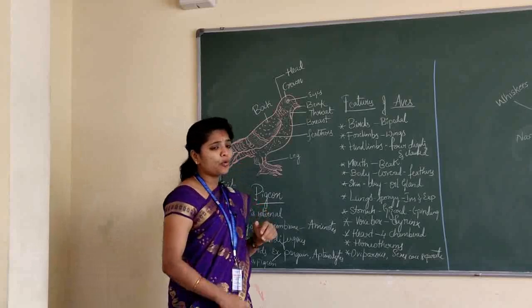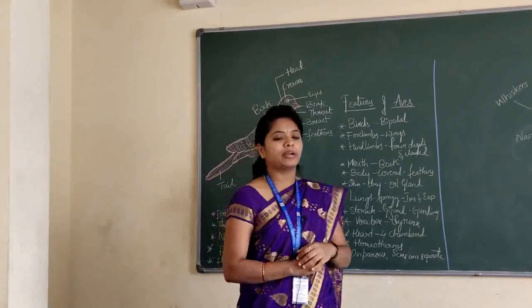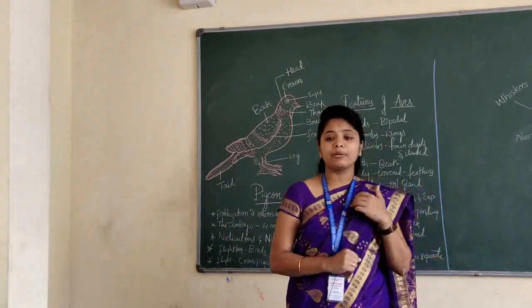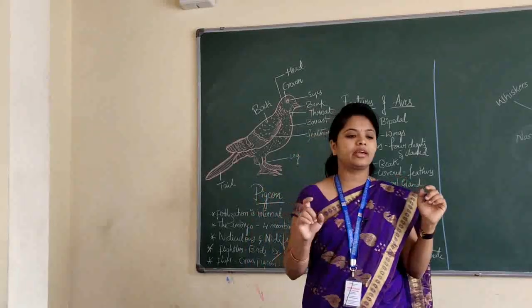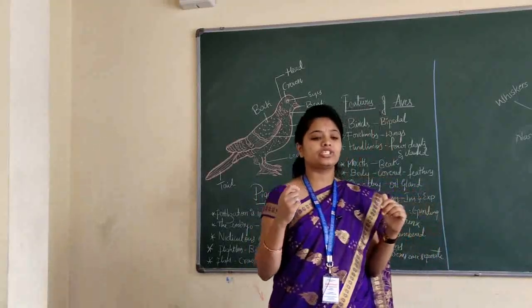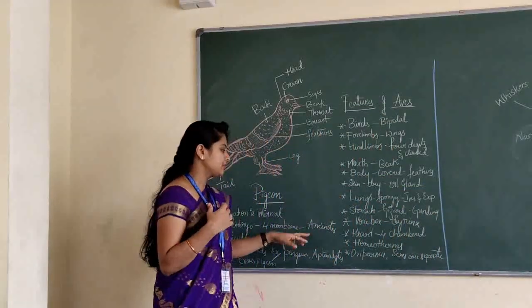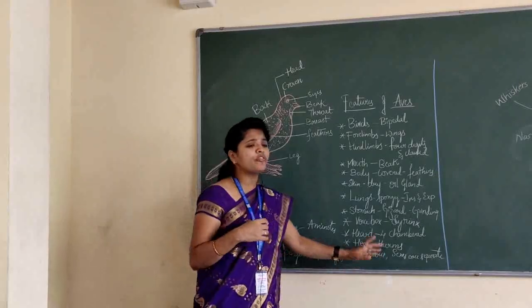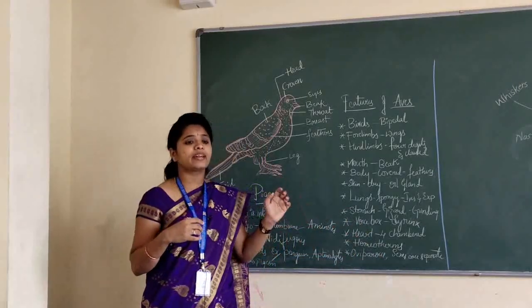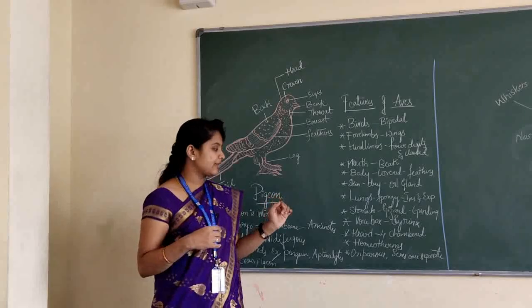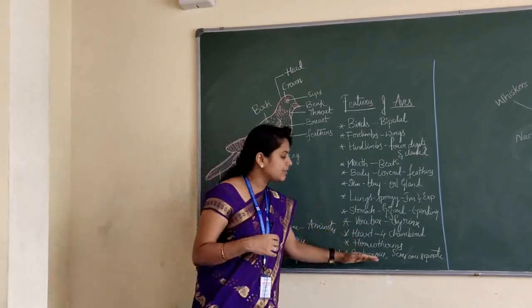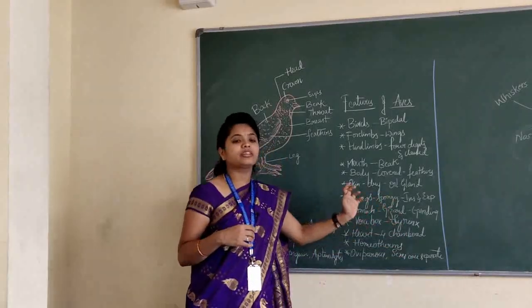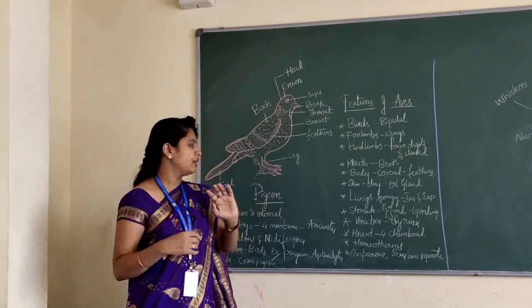Why are they called homeotherms? Homeotherms are warm-blooded animals. I mean to say that they don't change their body temperature with the changing external environment. Next, they are oviparous. Oviparous animals are egg-laying animals. They are egg-laying birds. Here the sexes are separate. I mean to say that the male is different from the female.